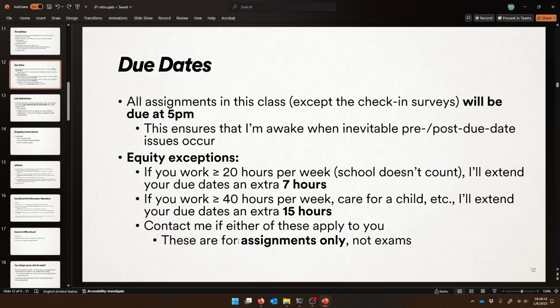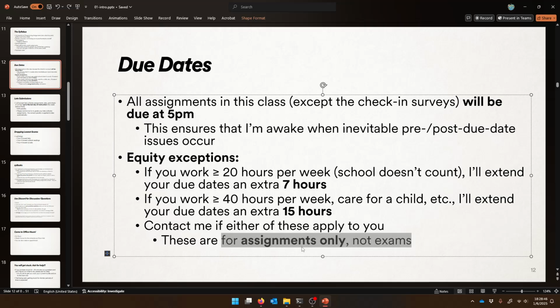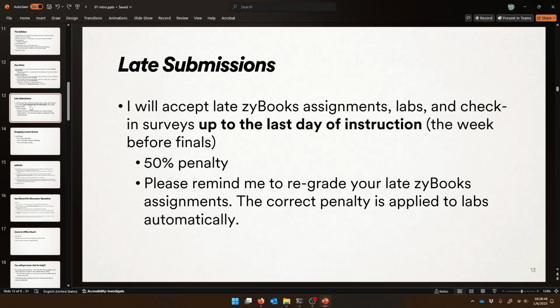But these are extensions for assignments only, not for extra credit things or for exams. All right, just for assignments. So that's my due date policy.